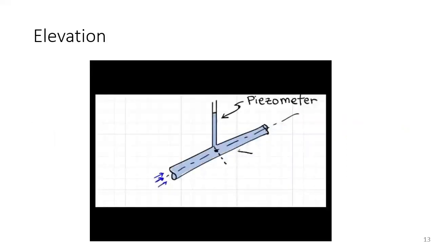Elevation. So here's a little pipe with a piezometer in it. And at this point, we would be describing the elevation of that point. That's the number that would go into the Bernoulli equation. If you wanted to know the total energy of that point, you need to know V squared over 2g at that point, P over gamma at that point, and Z. Z is physically the elevation, and right here we're focusing on the center line of the pipe.